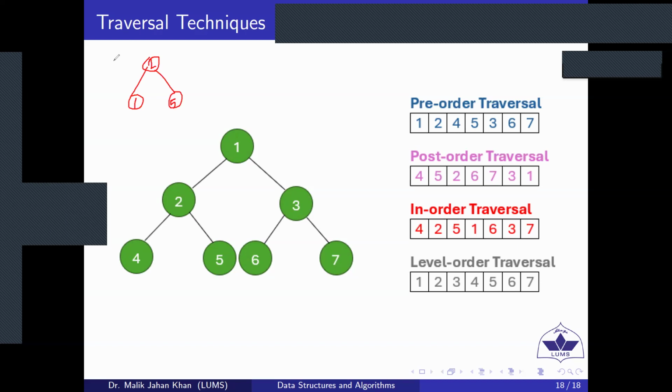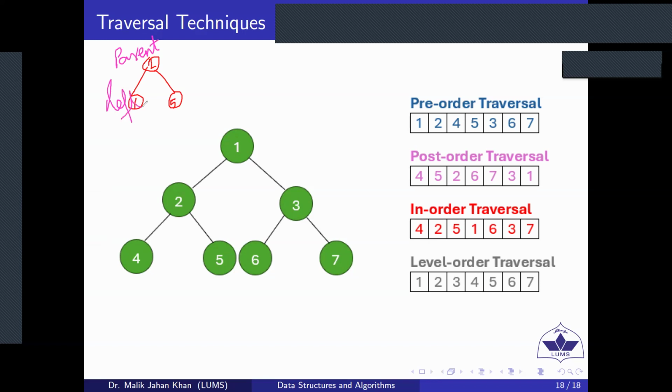Let me characterize them more explicitly. There is a parent, and it has two child nodes. There is a left child, and there is a right child.